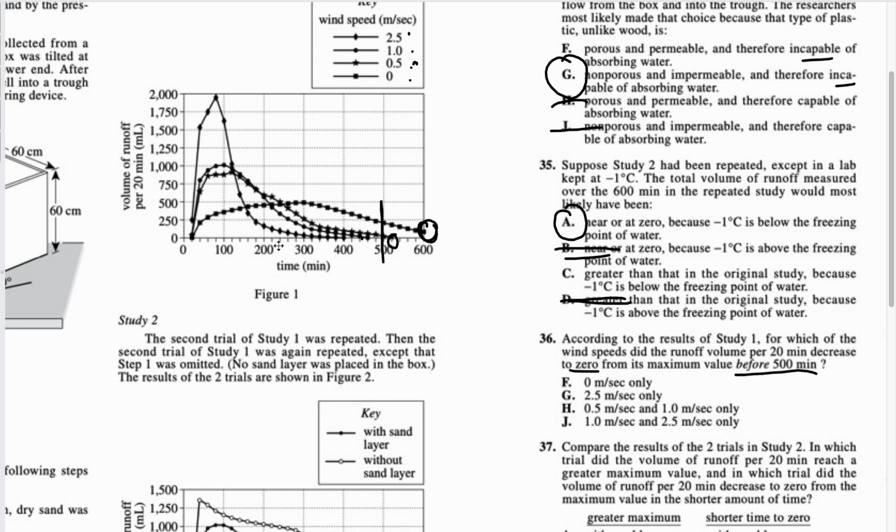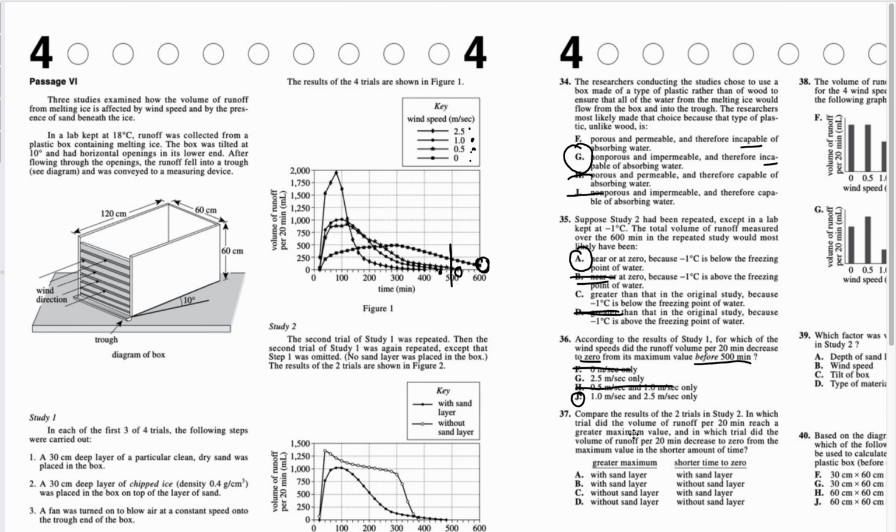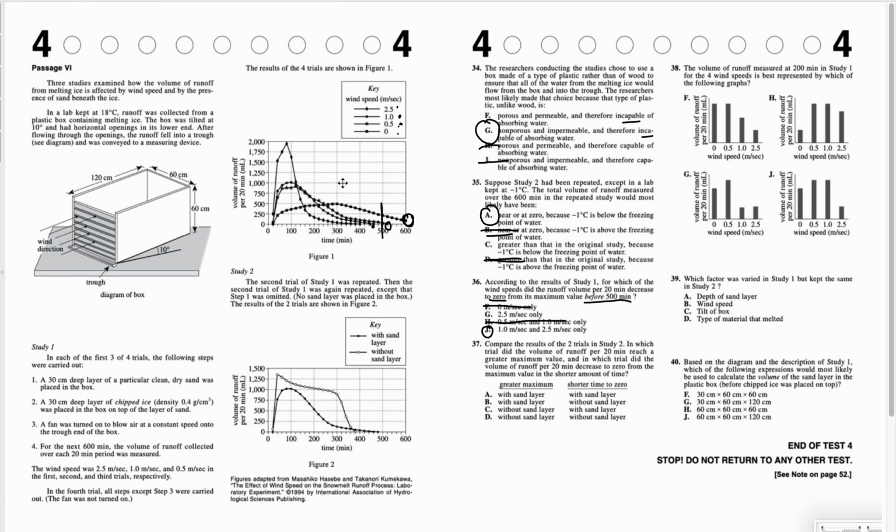Okay, so the diamonds stop here. So the diamonds are 2.5. So we do not want F, which is 0 only. And we don't want H because it does not include 2.5. Then we want to find, are these the circles or the stars? It looks like the circles end before the 500, which is the 1.0. So that would be J. It's very hard to sometimes read the chart when all the symbols start looking the same.